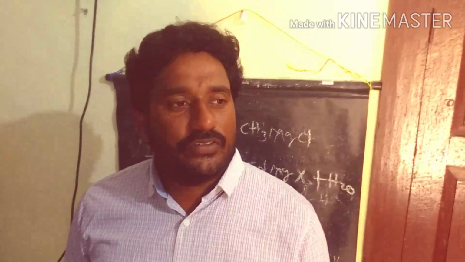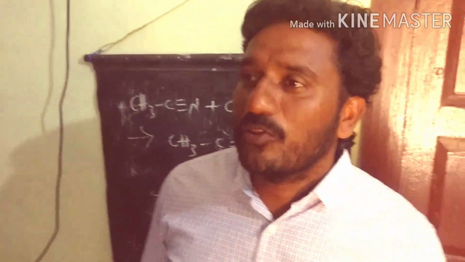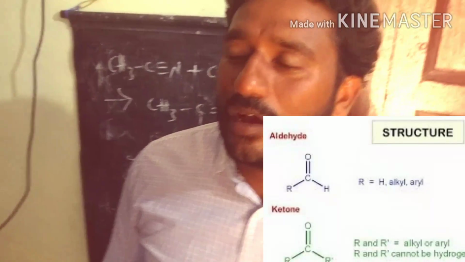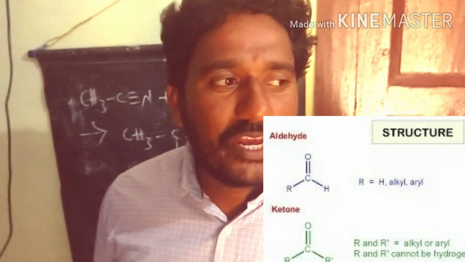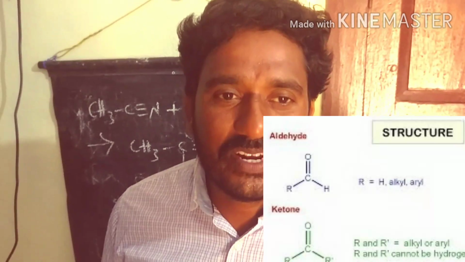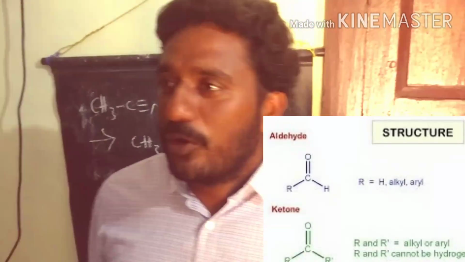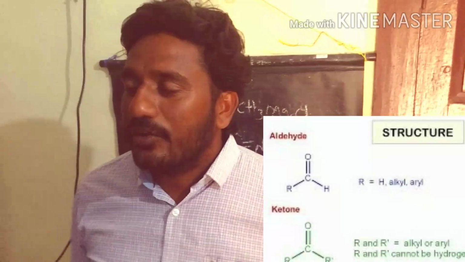Good morning, students. Yesterday we discussed the carbonyl compounds. Generally, compounds in which a carbon is double-bonded to oxygen, like in hydrocarbons, we call carbonyl compounds. We have two types of carbonyl compounds, generally aldehydes and ketones.